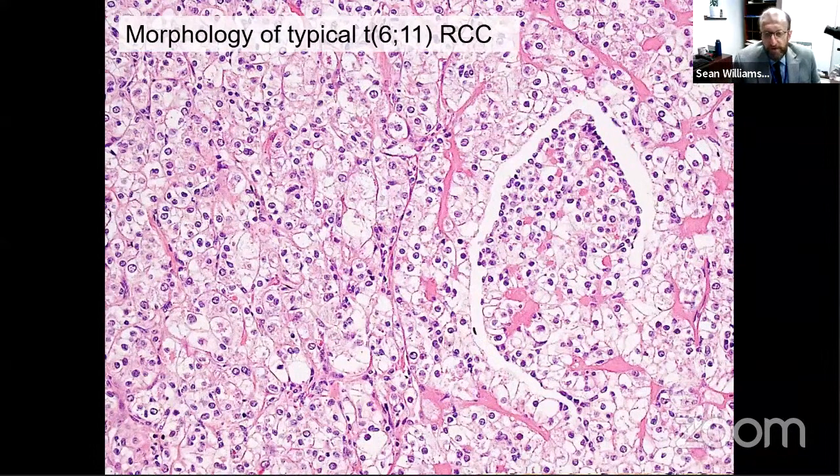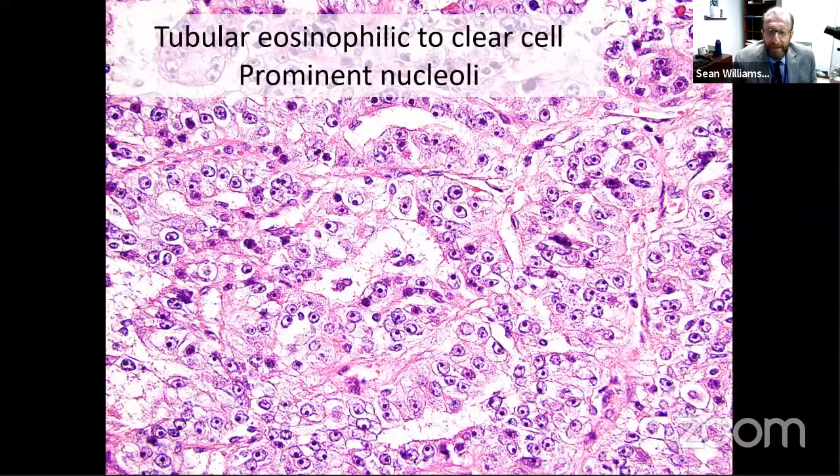This pattern has also been described in a subset of TFE3 rearrangement carcinomas as well. But these tumors with the amplification of the TFEB region rather than the rearrangement have a different morphology. They usually don't have that recurring small cell with rosette pattern that we saw on the last slide. They have more of an eosinophilic to clear cell pattern of cells with prominent nucleoli.